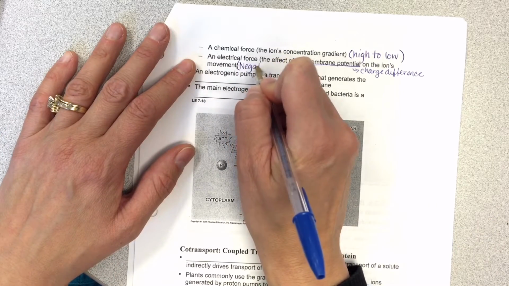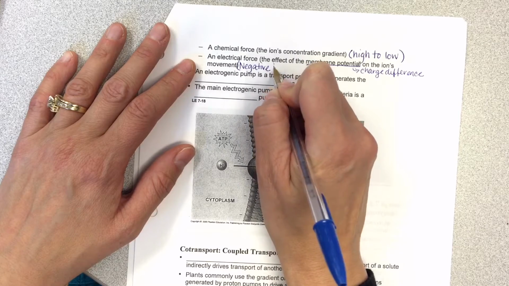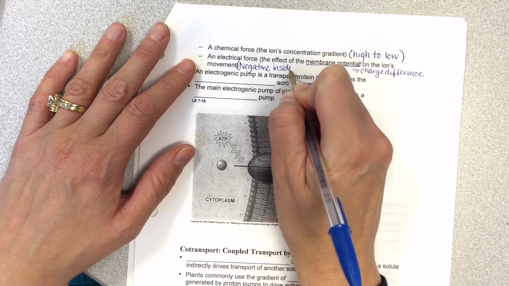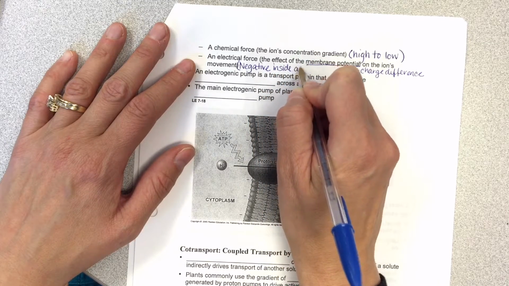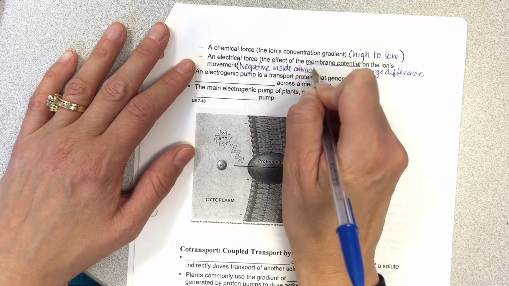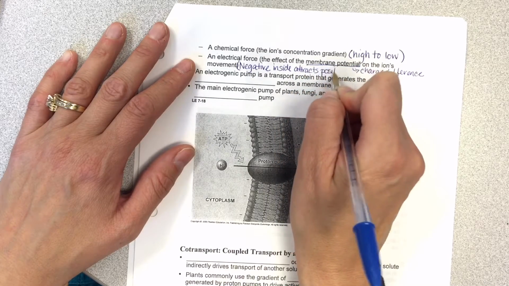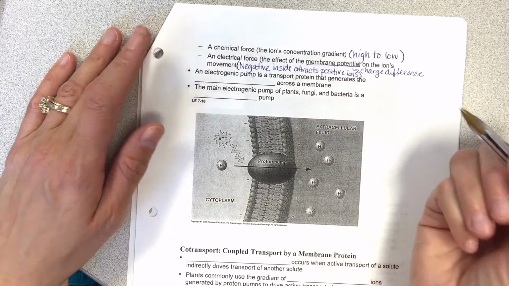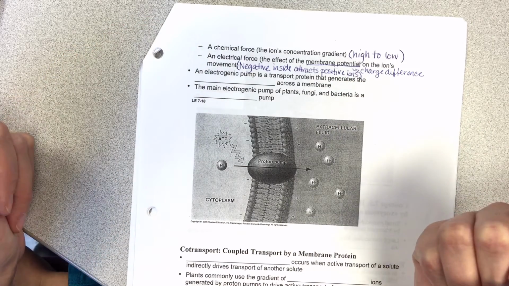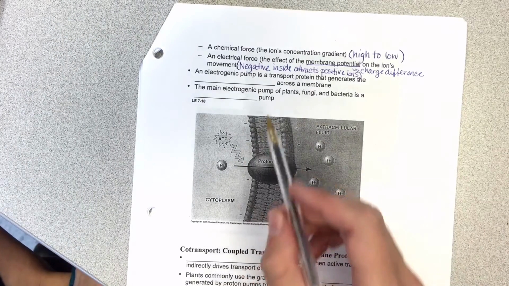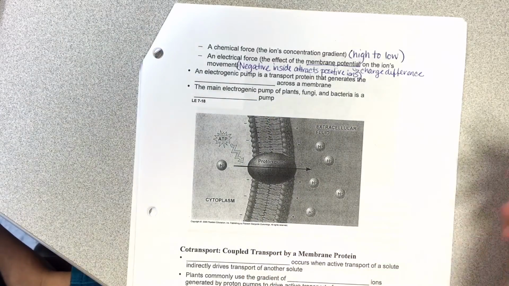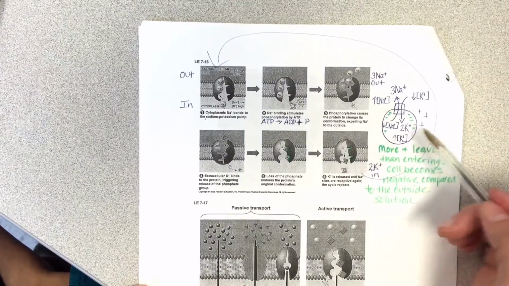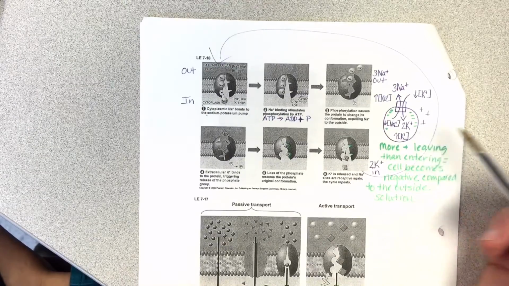The negative inside attracts positive ions. And that's what I just drew in the picture on the previous page. So you have this negative inside the cell attracting positive ions. And so, in animal cells, we have the sodium-potassium pump that creates that negative inside.